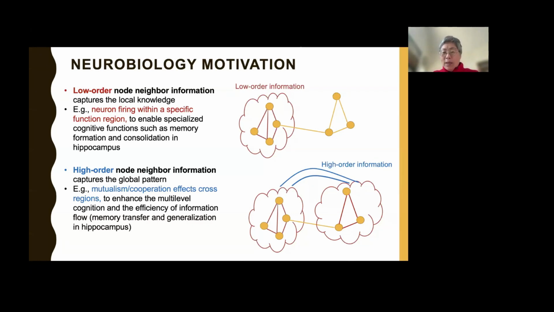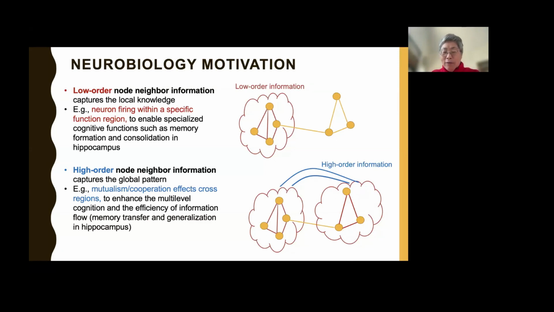But humans are also highly intelligent. It's not like a robot, right? You also have high-order information aggregation. This is related to mutualism or cooperation effects across different regions. So for the low order, we talk about memory formation. For the high order, memory is also transferred, and we also do generalization.